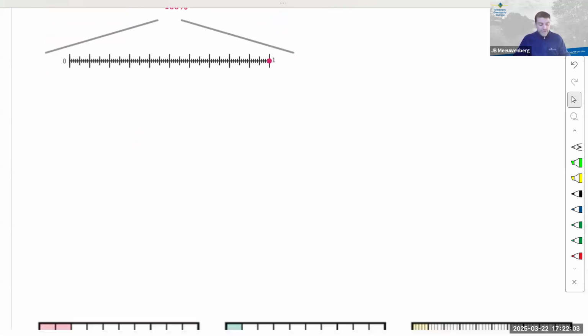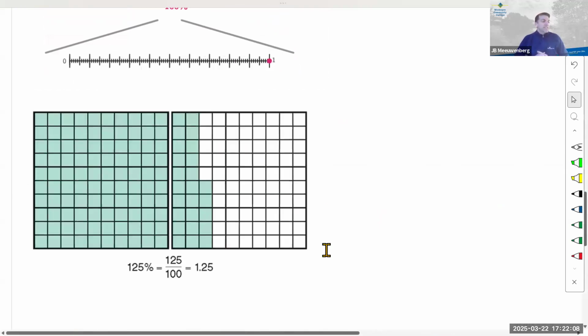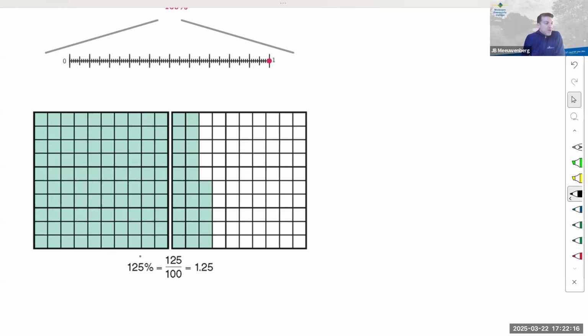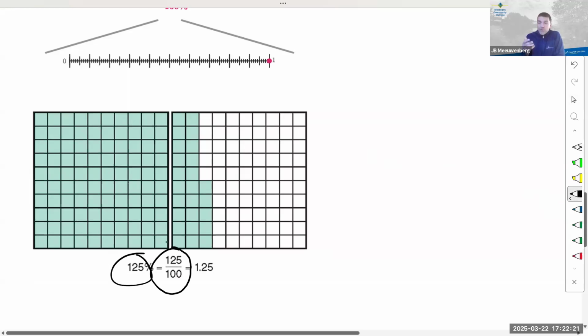We can also visualize what a percentage greater than 100 would look like. As you can see here, this is what 125% would look like if you had to model it using those previous examples. 125% means 125 out of 100, which we demonstrated earlier, or you can think about it as 125 hundredths, and each 100th is one of these little squares. So this notation is basically saying you need 125 of those fellas. That is 1/100th, and we need 125.